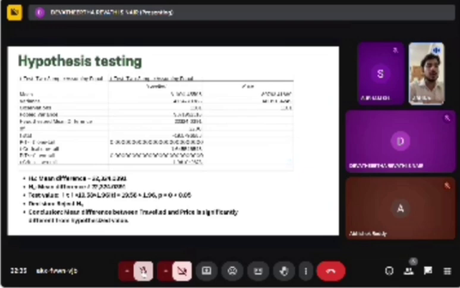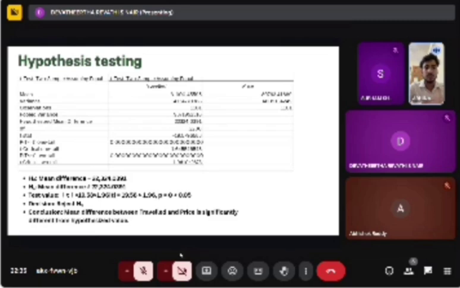So here I have applied a two sample t-test, assuming equal variance, to compare the mean of travel and price. The null hypothesis is that the mean difference between the two variables is equal to 22,324.04. And the alternative hypothesis is that the mean difference is not equal to the hypothesis value.